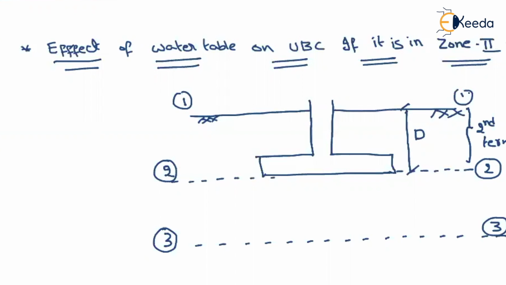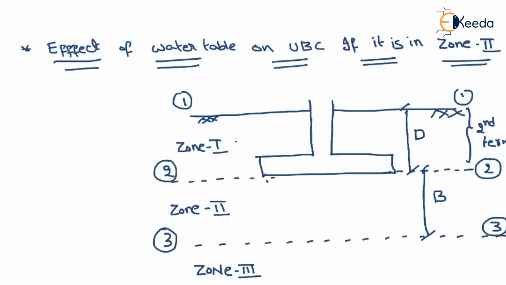Now, in the last video we discussed if your water table is below the level 3-3. From level 2-2 to level 3-3, what is the distance we have to consider here? Nothing but the width of the foundation B. So below the level 3-3, we discussed that as zone 3. In between levels 2 and 3, we are calling this zone 2. In between 1-1 and 2-2, we are calling this zone 1.